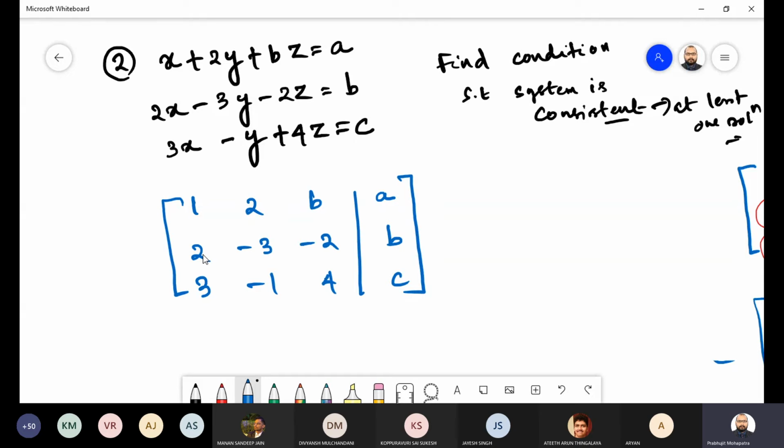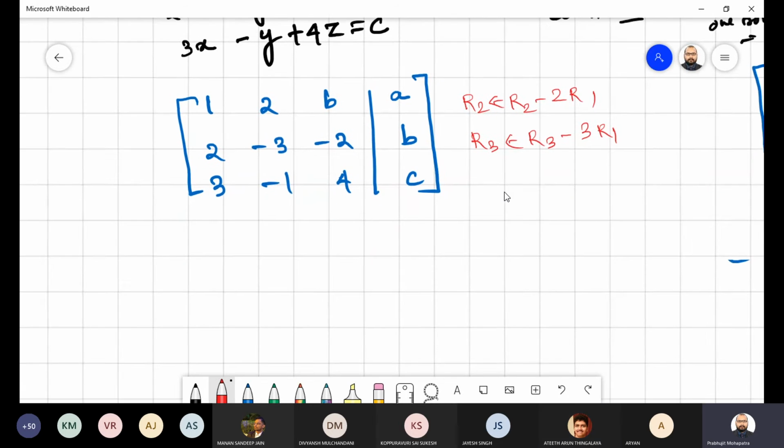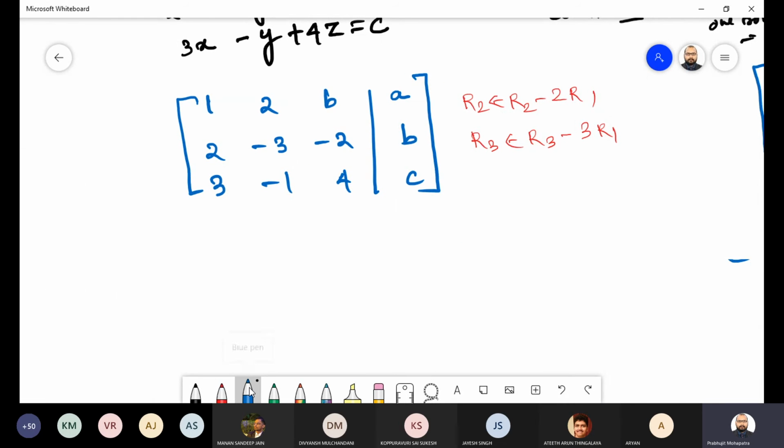So what are the operations we need to write? R2 minus 2 R1. Next R3 minus 3 R1. If we are writing like this, then we are going to get 1 2 b a, then 2 minus 2 times 1 is 0, minus 3 minus 2 times 2 is minus 7, then minus 2 minus 2 times b, then b minus 2 times a.